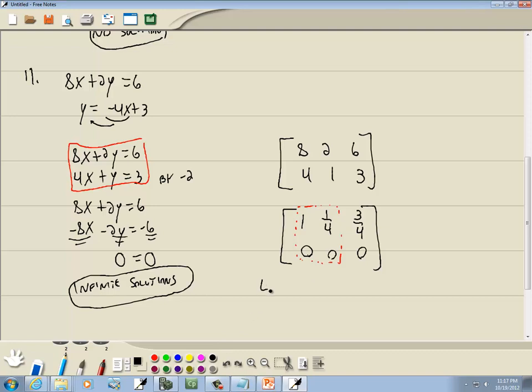Now notice our last row is all zeros. Well, this means infinite solutions. So if your last row is all zeros, it's infinite solutions. Now, later on, not in this section, but when we get more into the matrices, we'll actually see another way of writing infinite solutions down.